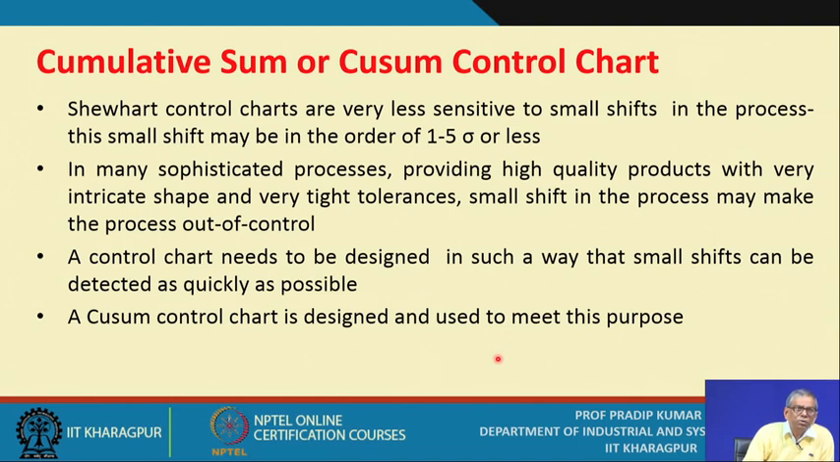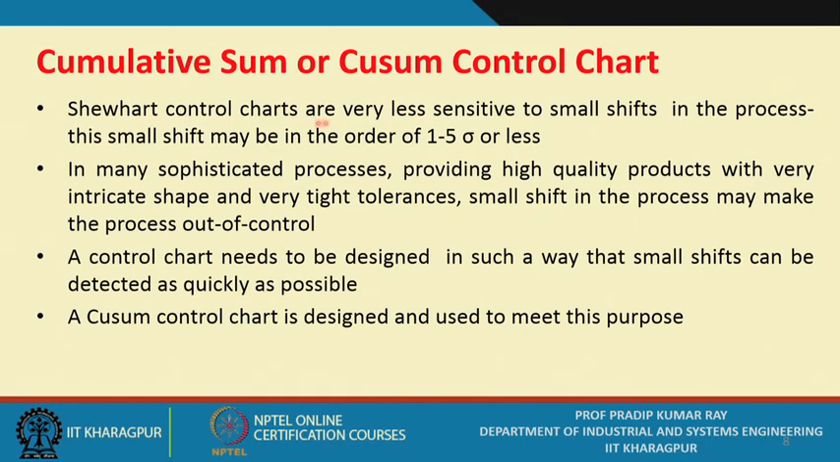Before I discuss this cumulative sum control chart in detail, let me highlight some important points related to control charting. As you are aware, the basic theory behind control charting was introduced many years back, in the 1920s, by Walter A. Shewhart. That's why many of these control charts are named after him and referred to as Shewhart control charts. The Shewhart control charts are very less sensitive to small shifts in the process. This small shift may be in the order of 1 to 1.5 sigma or less.